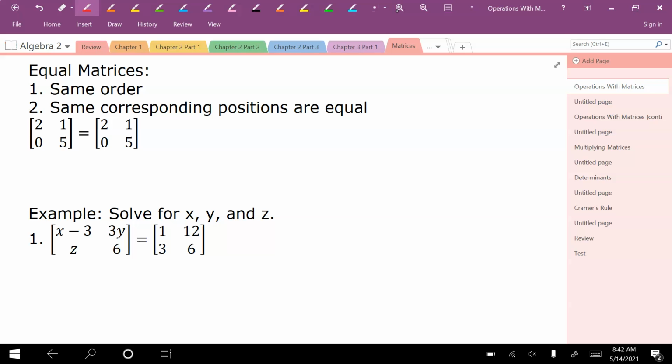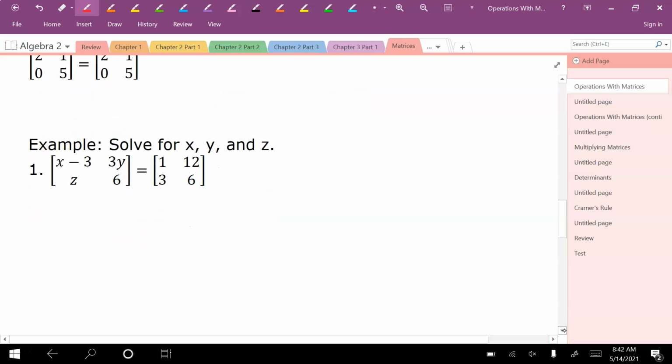And we can use that to solve for missing variables inside of another matrix. So for example, this first one, I'm told that these two matrices are equal because there's that equal sign in the middle. That means that the x minus 3 and the 1 should equal each other. The 3y and the 12 should equal each other. And the z and the 3 should equal each other. So those places should correspond to one another because they're in the same spot in the matrices.